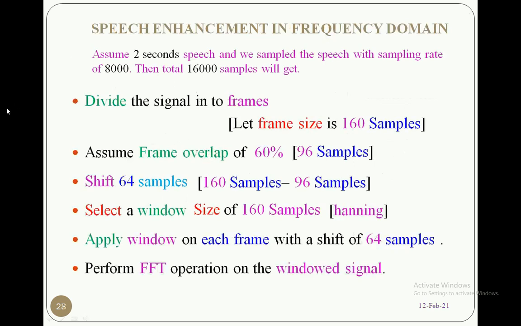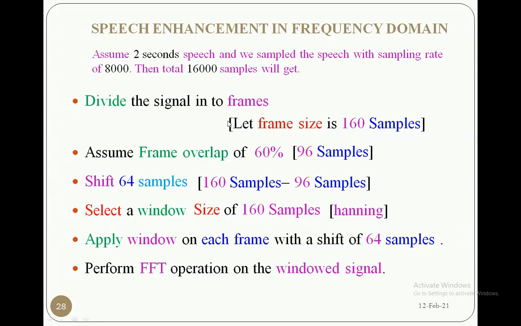So the first thing is, assume 2 seconds of speech is there, and we are sampling that speech at a rate of 8,000 samples per second. That is the sampling frequency we are using. Then a total of 16,000 samples are there as a speech signal, stored in the matrix Y. Now you have to do the framing on these 16,000 samples. For that, I am going to divide them with 160 samples as one frame. For every 160 samples I am writing one frame, so I am specifying the frame size as 160 samples.